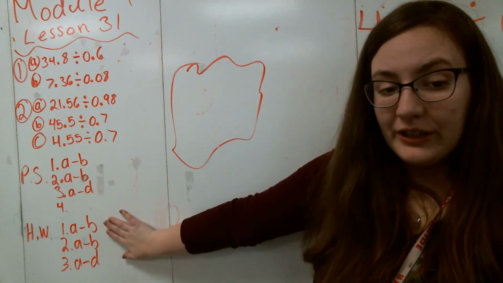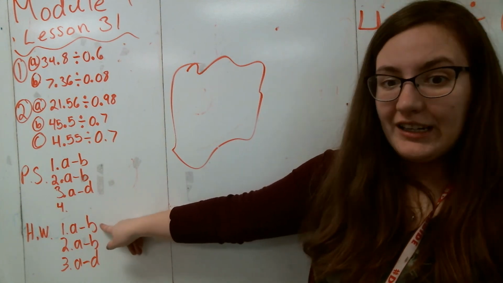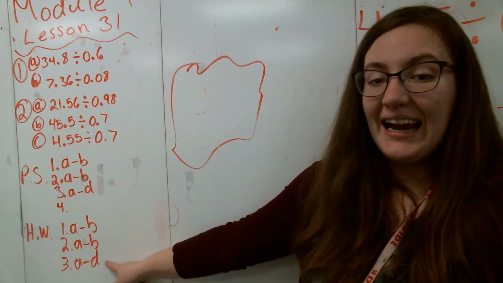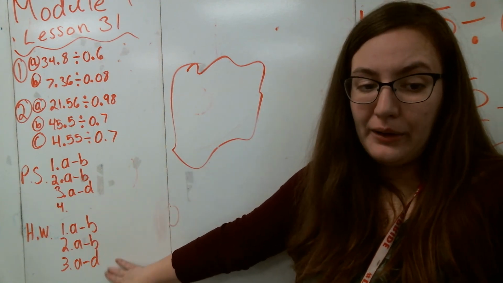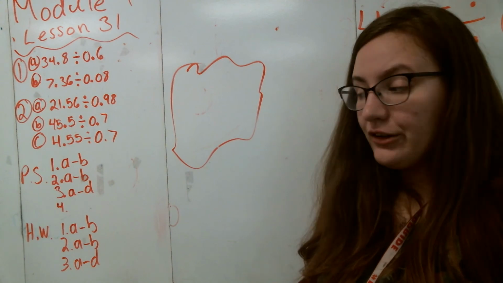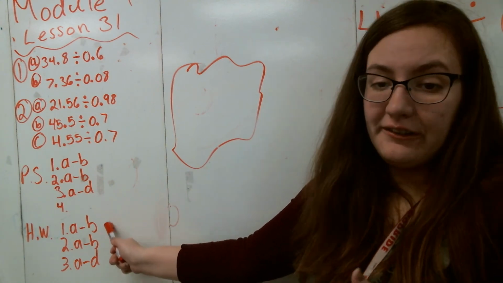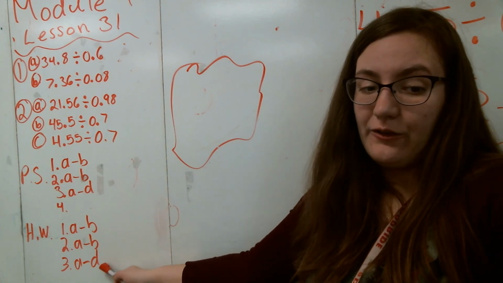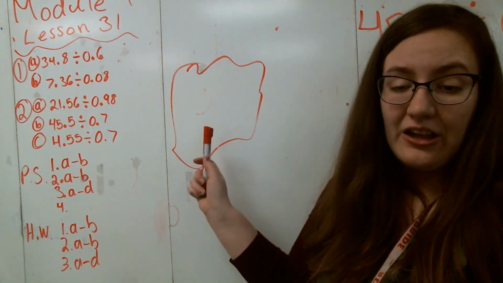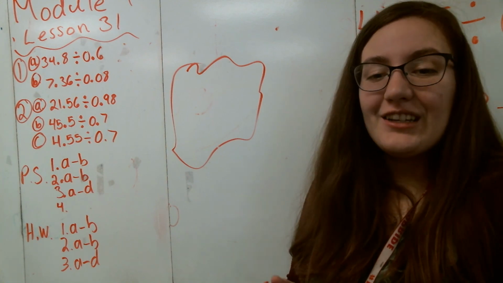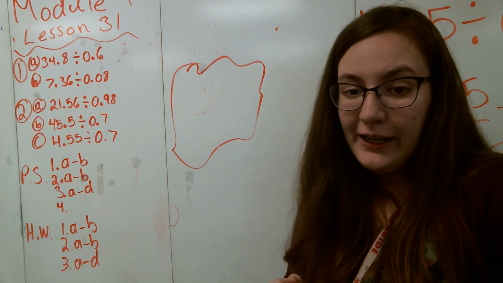Then for your homework tonight, you're going to do 1, A through B, 2, A through B, and 3, A through D. So a total of 8 problems for homework tonight. And those are the exact same ones that I just mentioned, where they have the estimate. If you don't want to, that is fine. And then for the last part, it's going to have the thought bubbles. You just have to explain your thinking in the thought bubbles. So if you have any questions, please make sure you ask for help, and good luck.